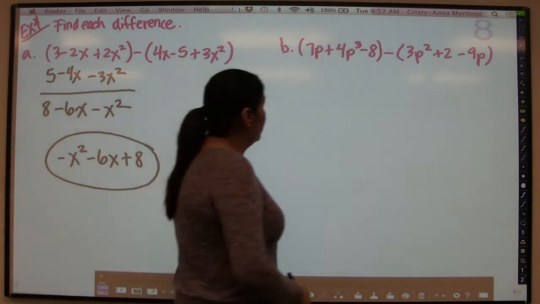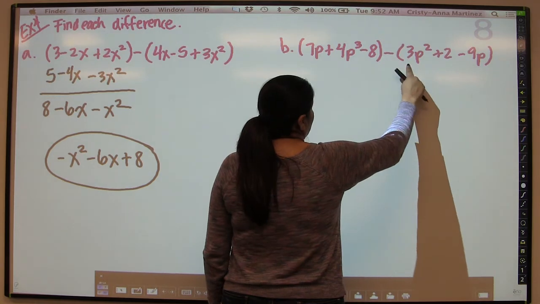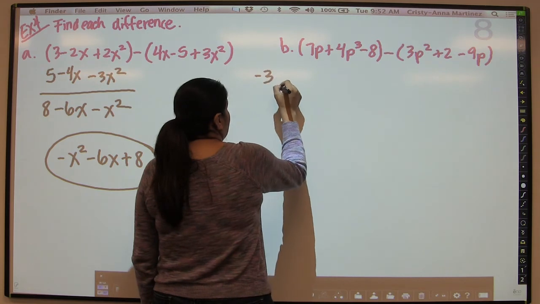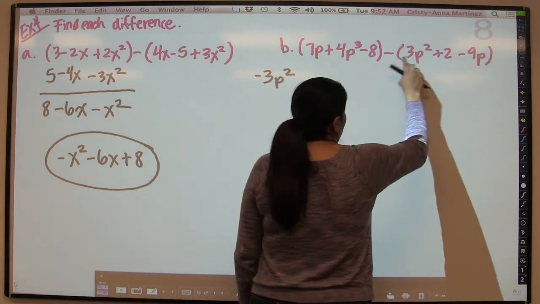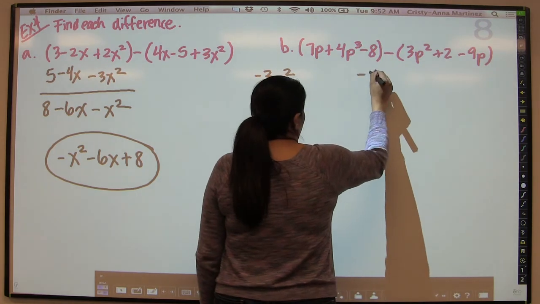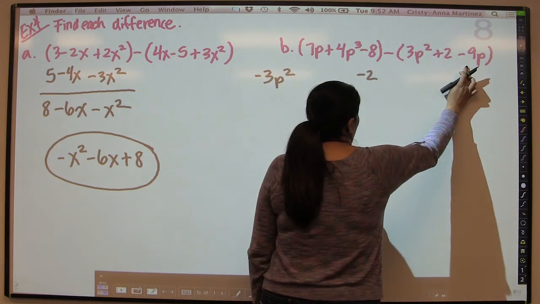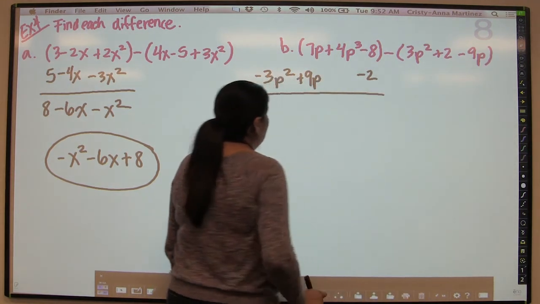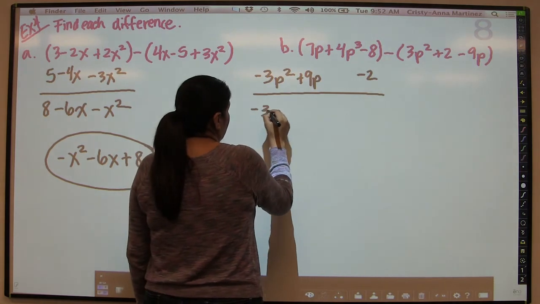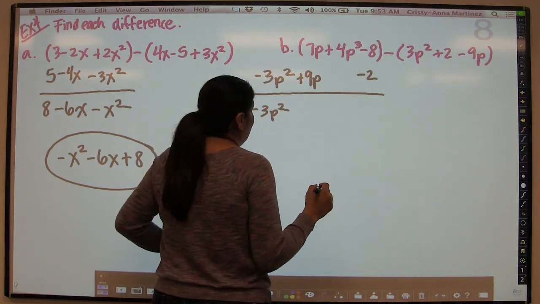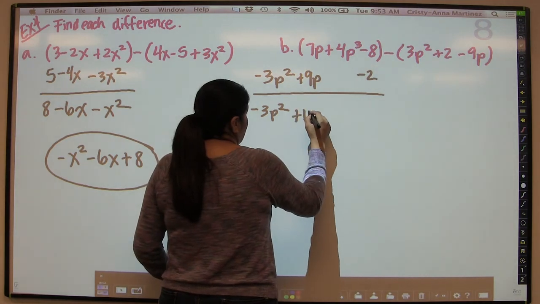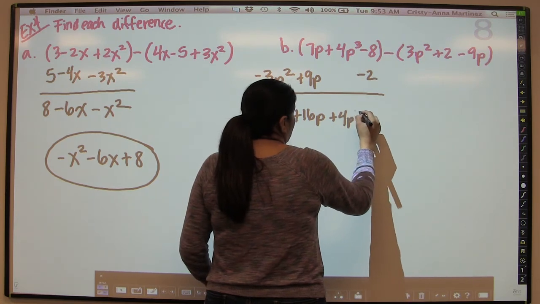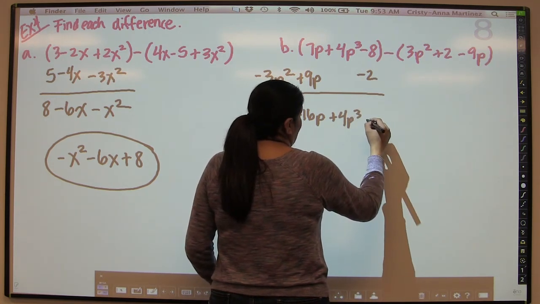And then we'll do the same thing over here. We've got negative 3p squared, but there is no p squared term here, so we're going to put it off to the side. Then we have negative 2. And that's going to go with the negative 8. Then we have negative and negative, which is positive 9p. And that's going to go right here. And then we're going to combine those together. So we're going to get negative 3p squared. 9p and 7p is going to be 16p. And then the 4p cubed doesn't have anything to add with, so it's just going to be 4p cubed. And then negative 8 minus 2 is going to be negative 10.